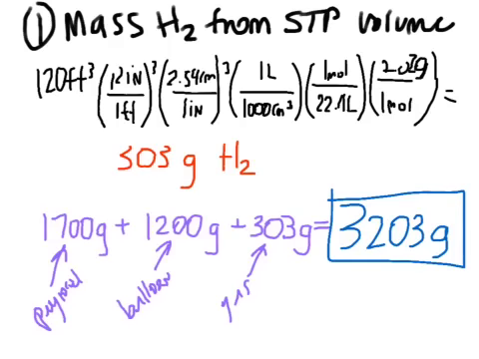Next, we add the mass of the payload and the mass of the balloon itself to the mass of the gas to find the mass of the balloon. This mass means that if the mass of the air of the same volume outside the balloon is more than this, then the balloon will float, but if it is less than this, the balloon will not float.